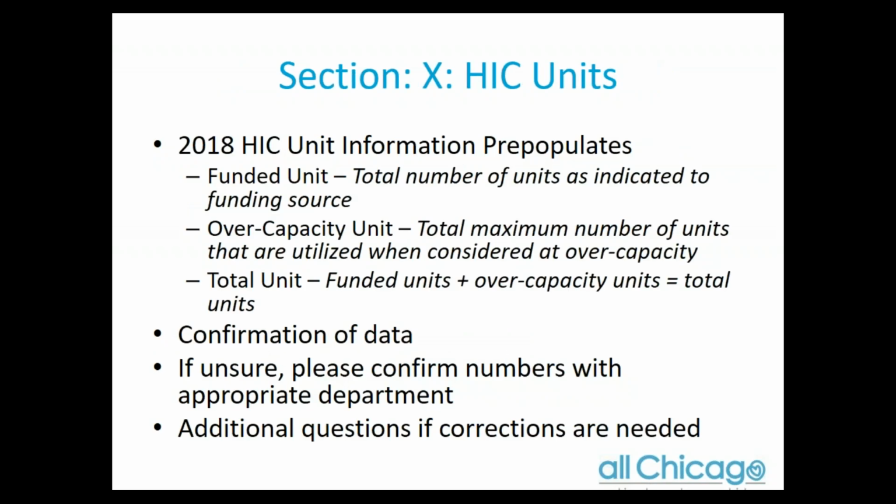Section 10 is regarding your HIC unit. So similar to the beds, we'll be asking what is the funded number of units, what's your overcapacity units, and what's the total number of units. If all the information listed is correct, please make sure that you indicate that. And if not, make sure that you're updating that information. If you're unsure, please make sure that you touch base with the appropriate department at your agency so you're reporting out accurately.